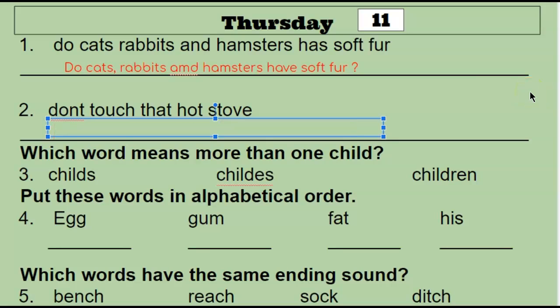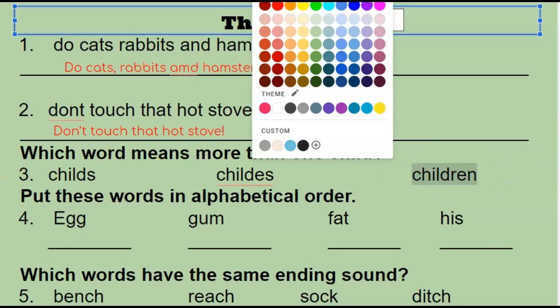Our next word, don't touch that hot stove. So don't needs to be capitalized, and we need an apostrophe to make it a contraction. Touch that hot stove, and we're going to put an exclamation point at the end. Which word means more than one child? The plural form of child is children.